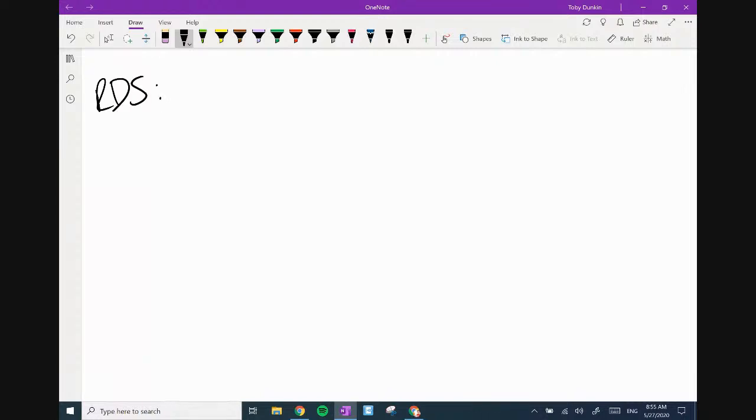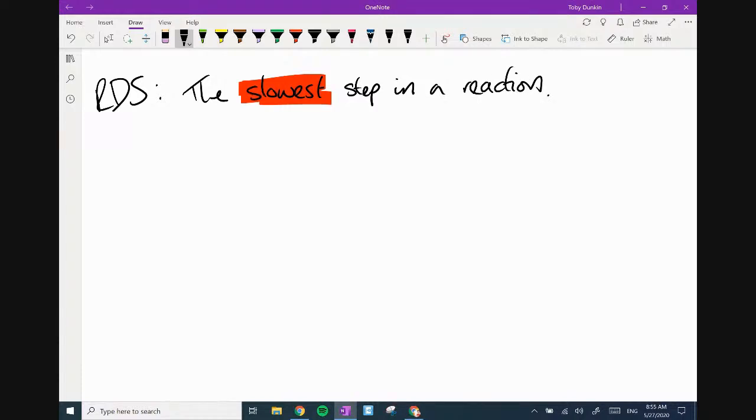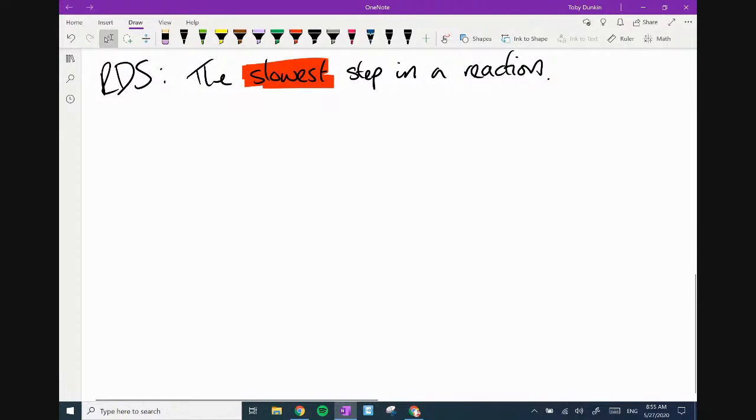So first of all, we need to define what RDS is. RDS, the slowest step in a reaction. Underline it in a different color. The slowest step in a reaction, and it is said to be rate determining.